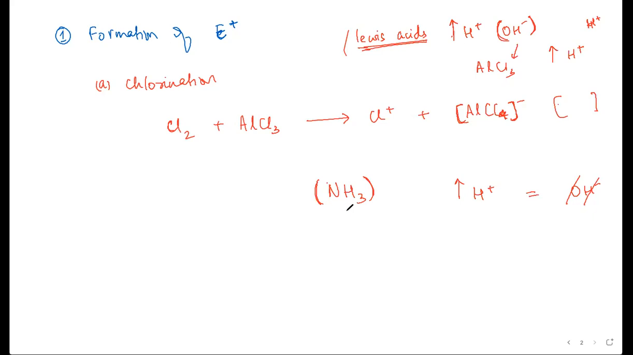When you add ammonia to water, the lone pair present on nitrogen is going to attract the H plus, forming ammonium ion, NH4 plus. Because it is taking away some of the H plus, that in turn increases the quantity of OH minus, and that is how it shows basic properties. So compounds like ammonia are called Lewis bases.